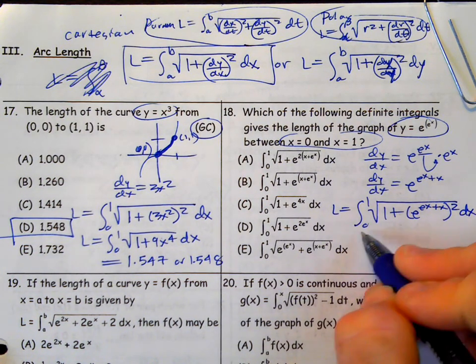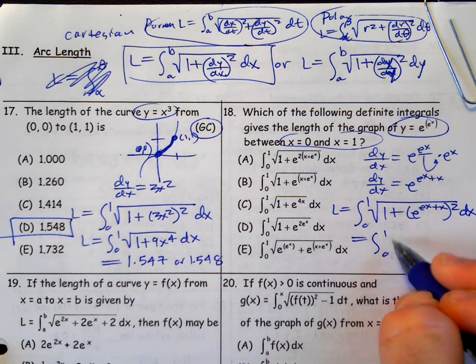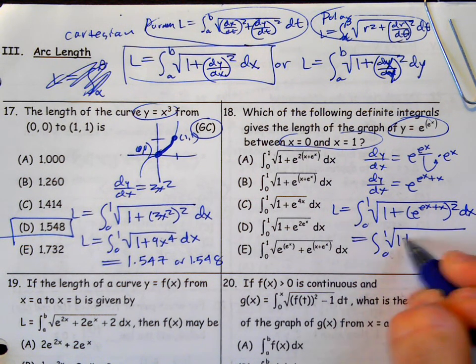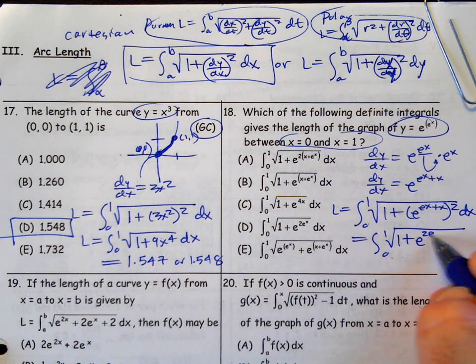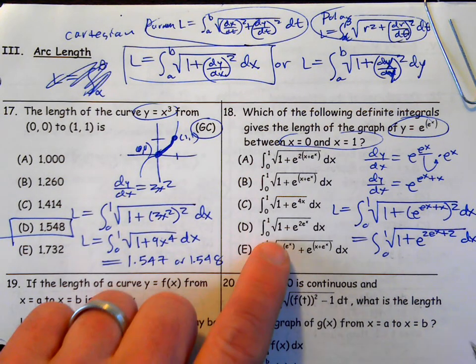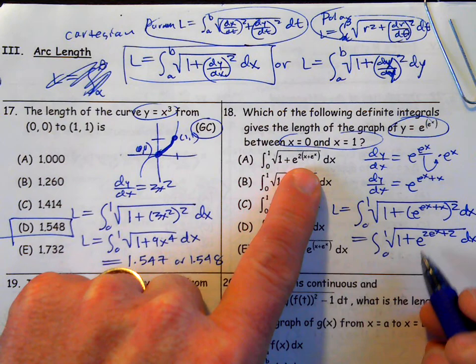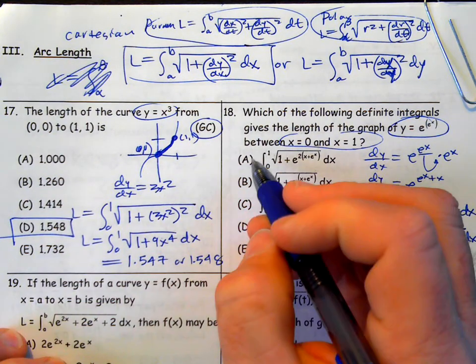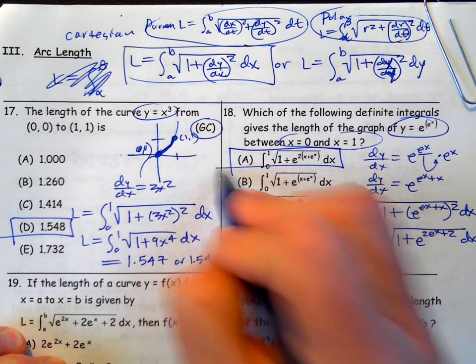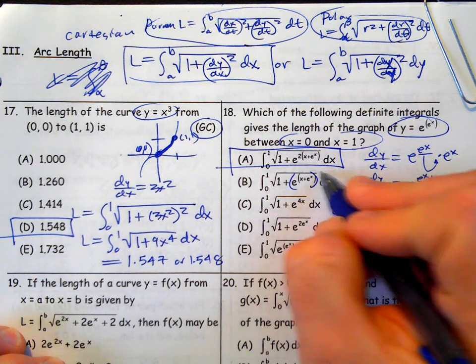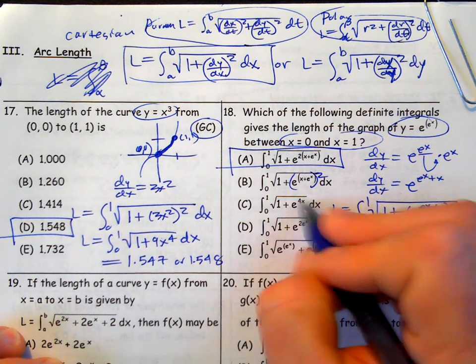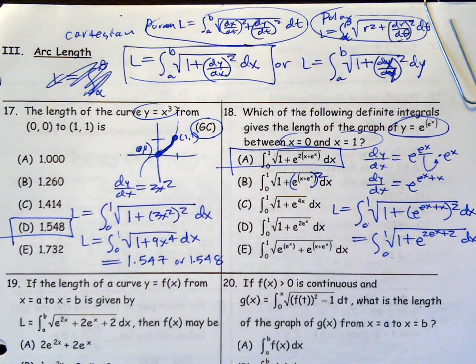Rules of exponents would let you write that as e to the 2e to the x plus 2. I don't know if that's one of these answers. So e, or that one right there, I think it's A. So the answer is A. This one doesn't have the squared. This one doesn't, that one's just missing other stuff. So there you go, that's 18.